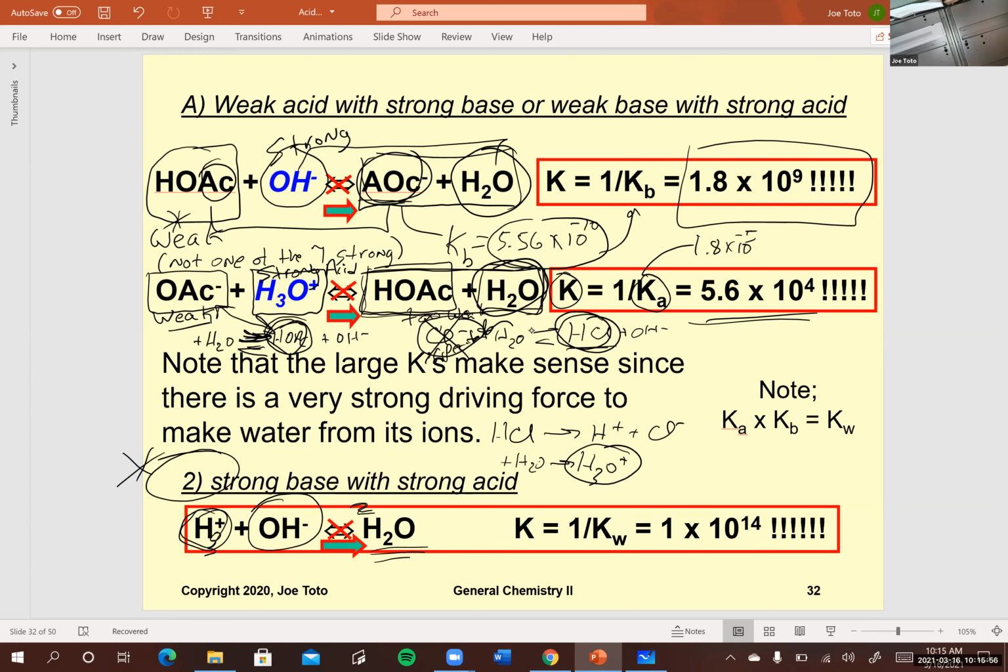To what extent? I can look at the K for that reaction as 1 over the K for the reverse, which is the autoionization of water. And I see again, this reaction goes to completion. It has a humongous equilibrium constant, which tells me that reaction lies way to the right. So in every case, there's a strong driving force for making water from an acid and a base, especially when one of those is strong. And if both of them are, it's even further to the right.